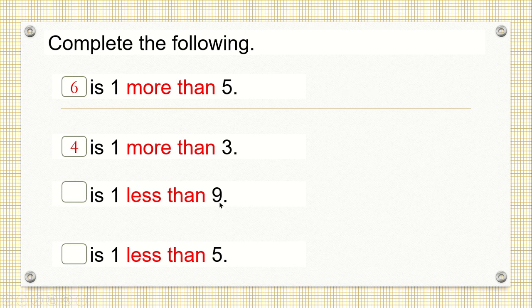What about if I have 9? 1 less than 9. It means that I go back. So 1 less than 9 is 8. What about 1 less than 5? Yes, it is 4. That's great.